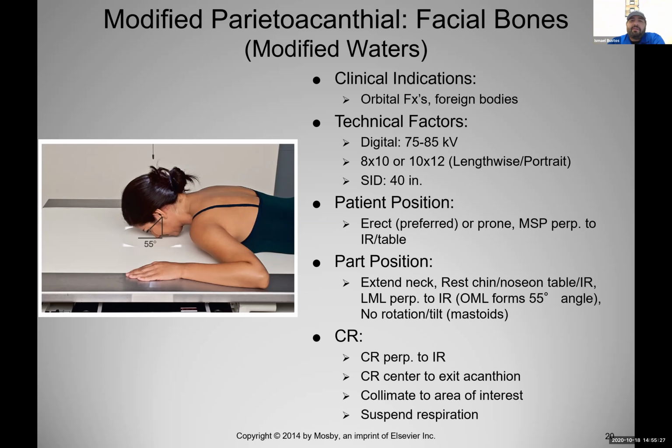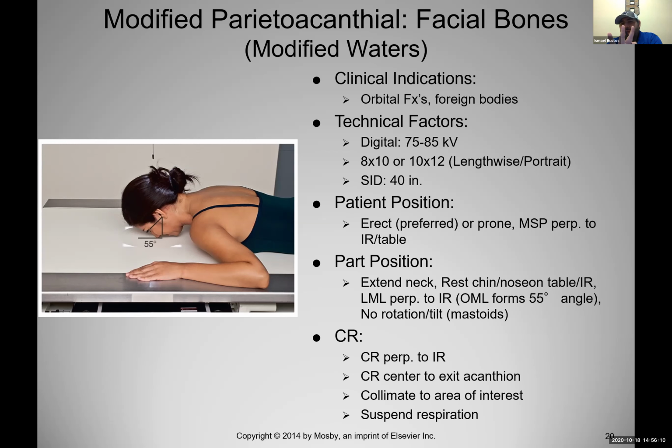Now let's position it. 75 to 85 kVp, erect or prone as preferred. Remember, start off by getting the chin up against the image receptor to get the MML, but then you're going to decrease the extension and bring the LML perpendicular to the image receptor. Once you've done that, it's going to create a 55-degree angle between the OML and the image receptor. That increase in angle brings your ridges up towards the maxillary sinuses. You're going to be in the lower half of the maxillary sinuses. Make sure there's no rotation, no tilt. Collimate and suspend respiration. You're still going to center to exit at the acanthion.